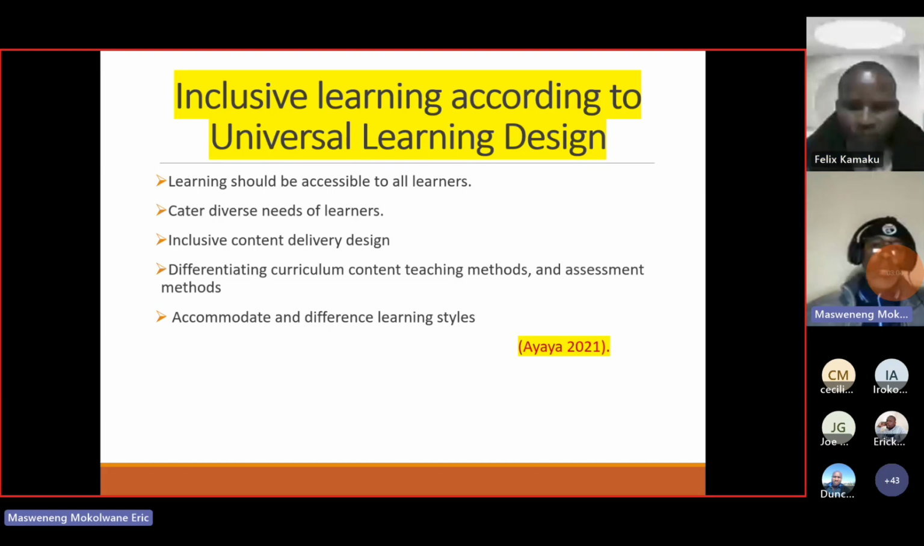Well, inclusive learning should accommodate and accept different learning styles of all learners. And that requires teachers to be spot on, to be able to profile each and every learner so that they will be able to identify their specific needs.